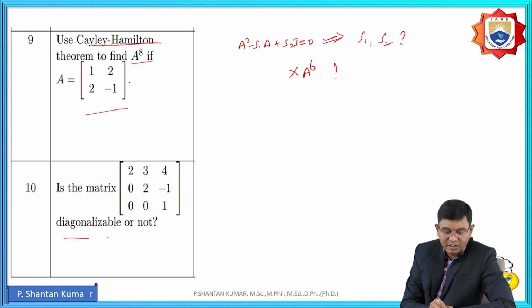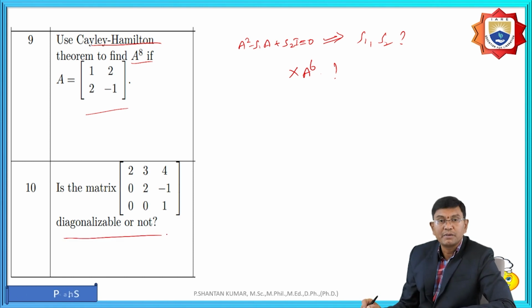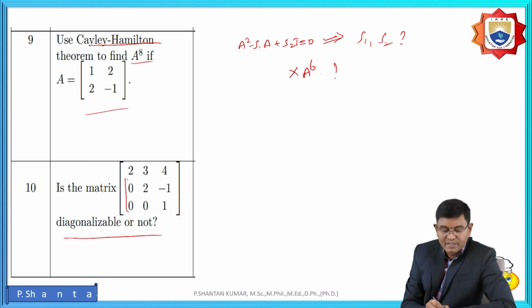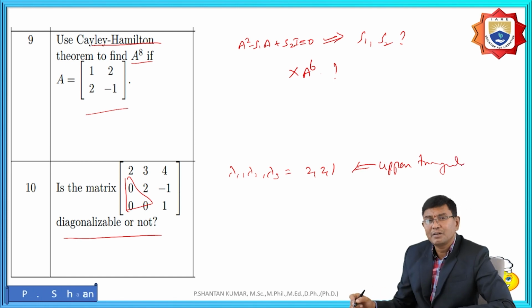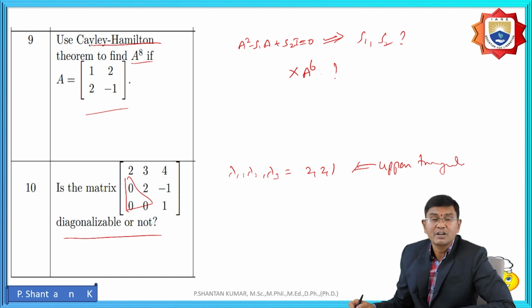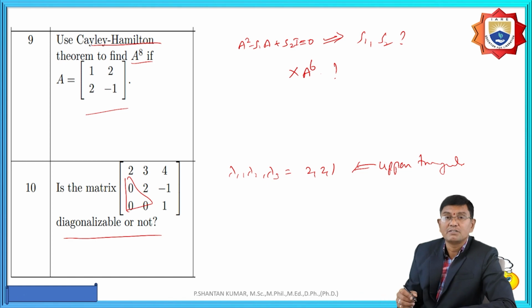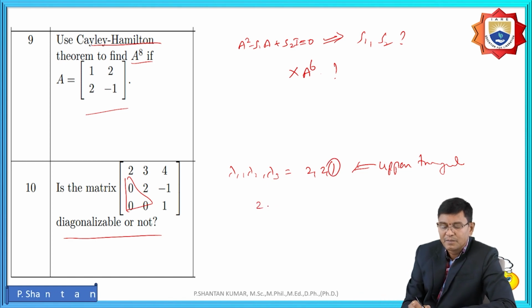And here also, we check whether the matrix is diagonalizable or not. The matrix eigenvalues lambda 1, lambda 2, lambda 3 are 2, 2, 1, because the matrix is an upper triangular matrix. If the matrix is upper triangular, the diagonal elements are the eigenvalues, that is 1, 2, 2.